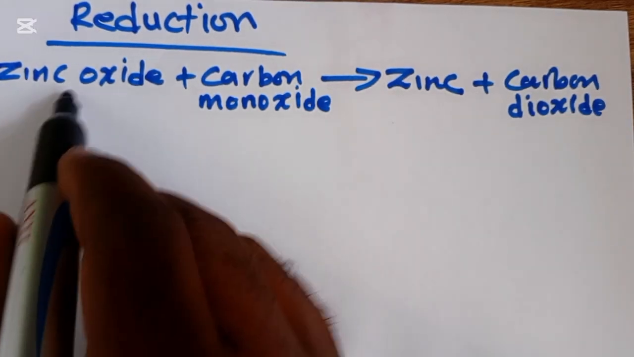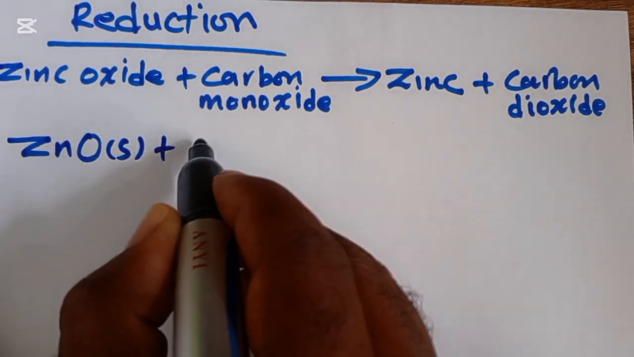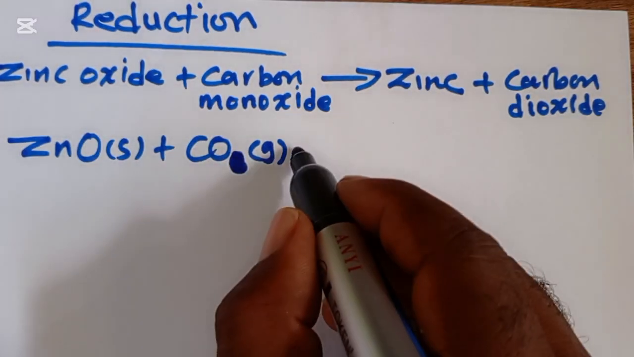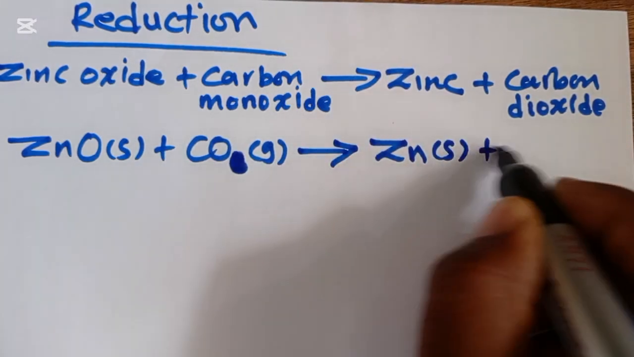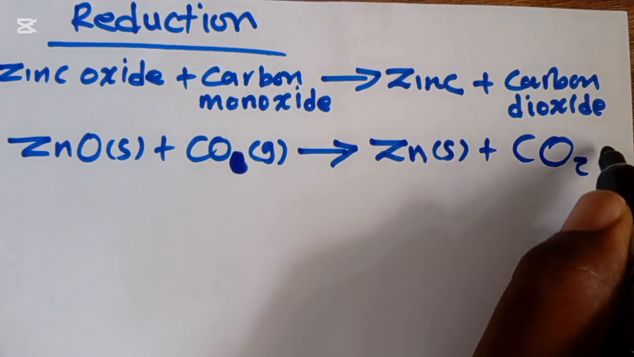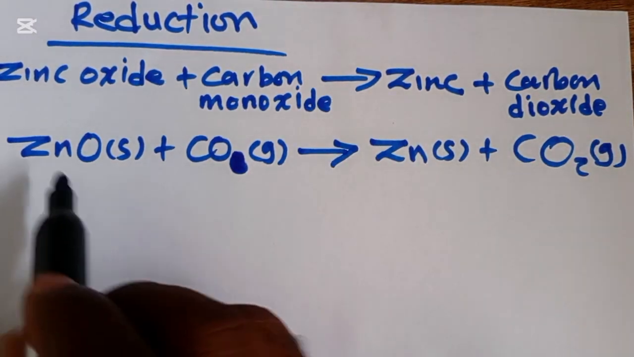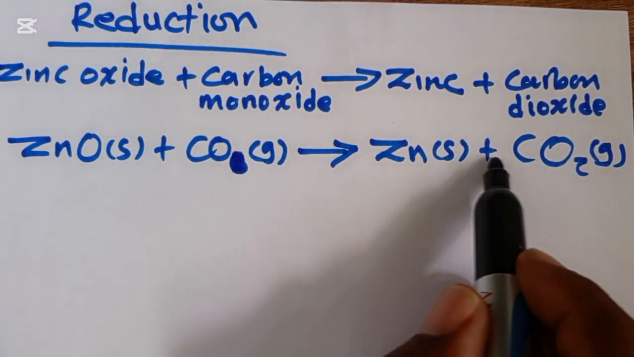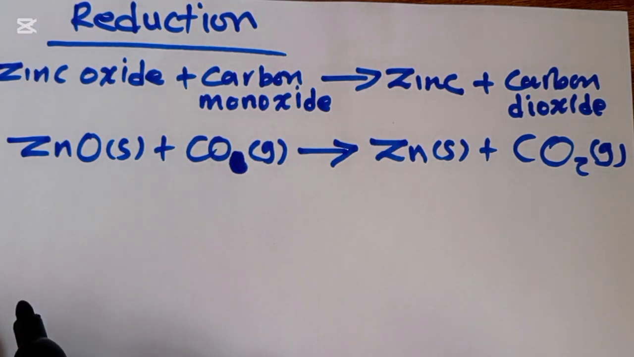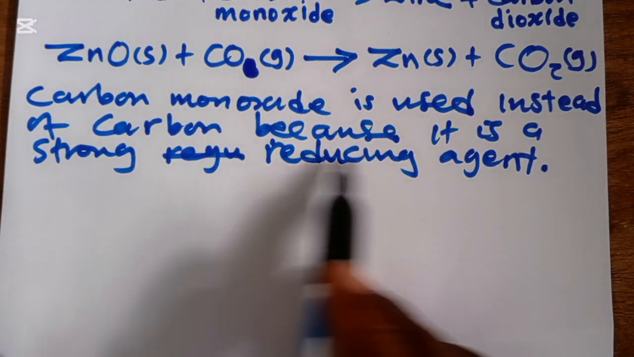So now the chemical formula: zinc oxide plus carbon monoxide, we are going to have zinc plus carbon dioxide. So that is the balanced chemical equation. Carbon monoxide is used instead of carbon because it is a strong reducing agent.